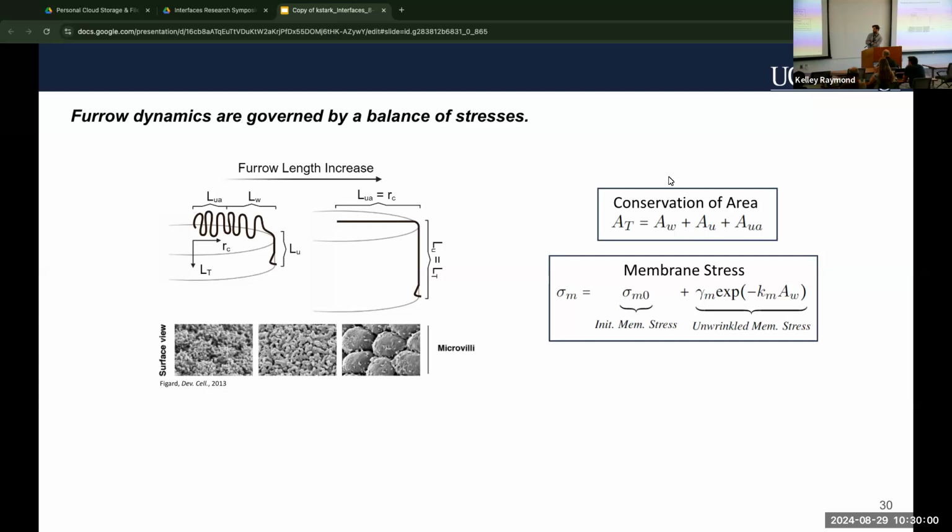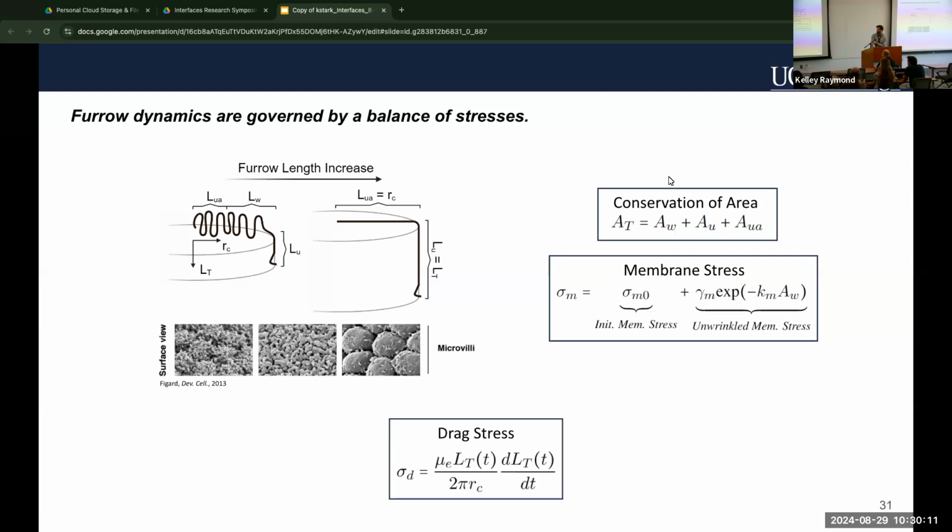And we say if you run out, effectively, you have the inverse exponential. So its wrinkled area decreases, our membrane stress increases until we get some equilibrium force between that and the motor proteins. And finally, we have a drag stress, which is a function of length and velocity, length of the furrow, I should say.